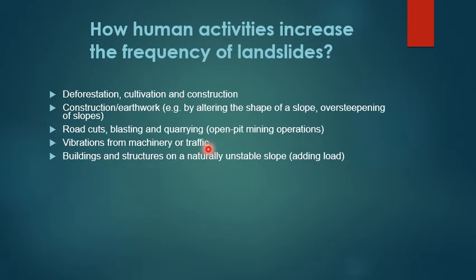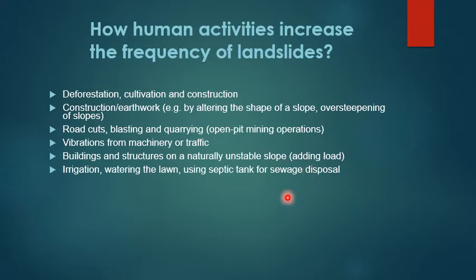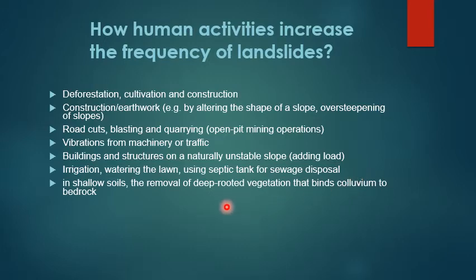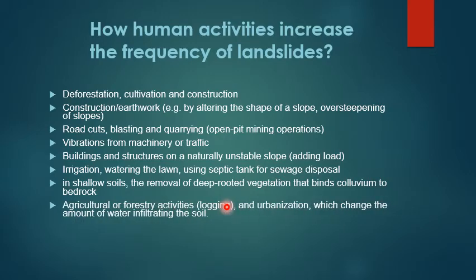Buildings and structures built on naturally unstable slopes are related to the additional load on the slope that could trigger a landslide. Irrigation, watering of lawn, using septic tank for sewage disposal, these seemingly benign activities can also trigger landslides. In shallow soils, the removal of deep-rooted vegetation that binds the soil to the bedrock can be a trigger. Agricultural or forestry activities such as logging, and urbanization, change the amount of water infiltrating the soil.